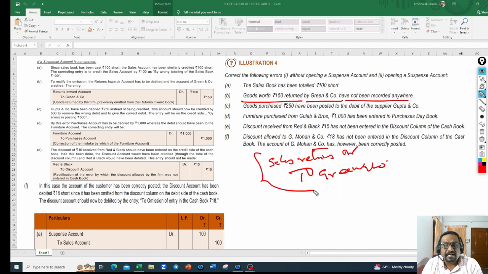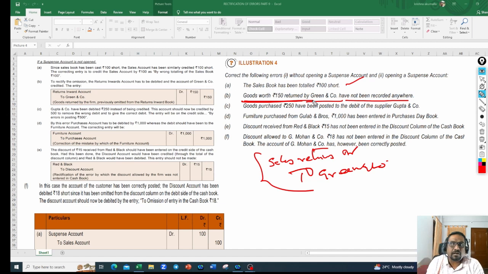This is a complete entry. How come here the complete entry has come? In the previous transaction, why did a complete entry not come? In the previous transaction, the impact happened only in one account, that is sales account. But here if you see, goods returned by Green and Company, that entry was not recorded at all.